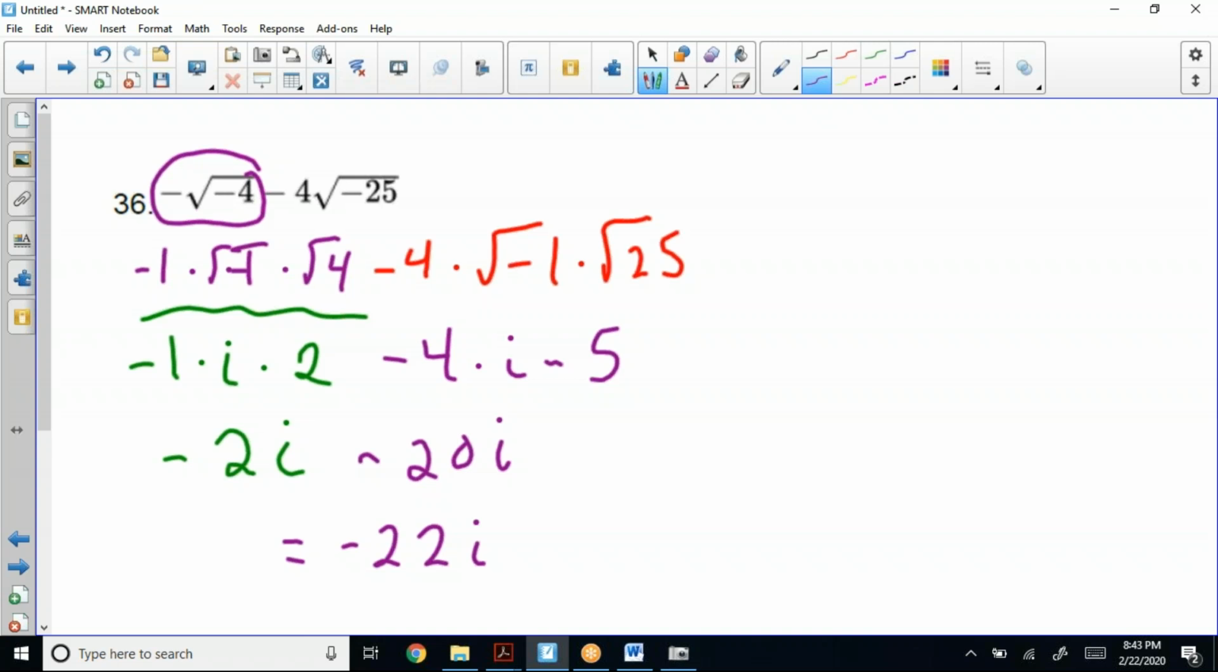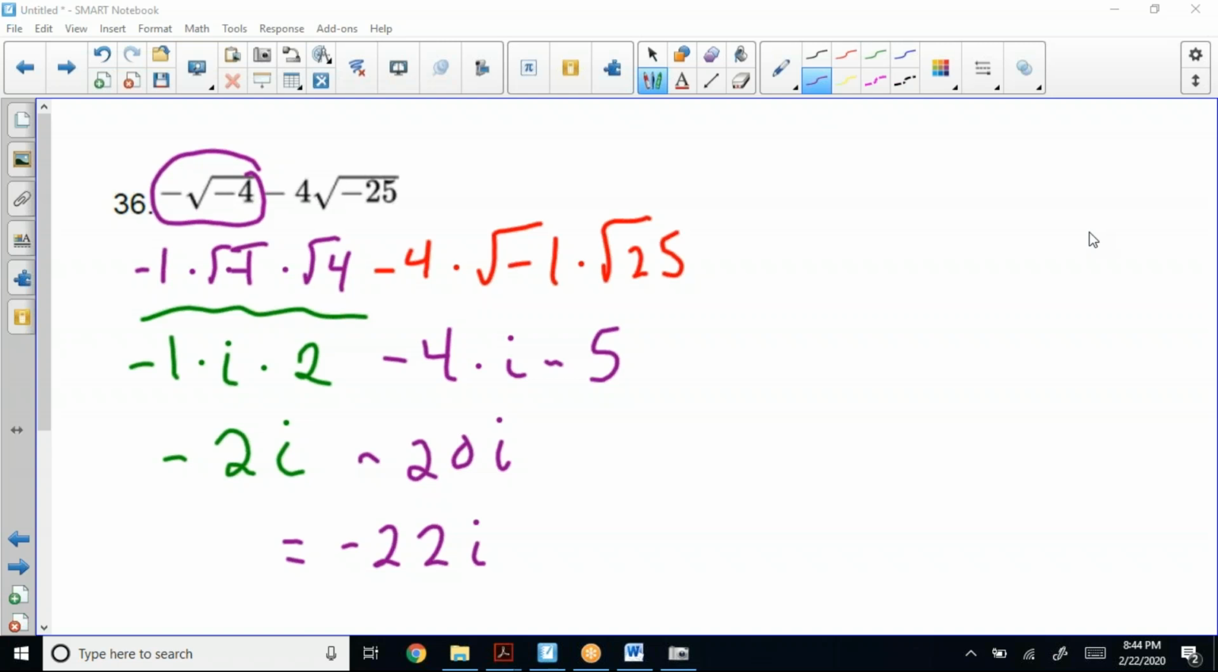Okay, so all right. So that's that one. So Jay, did that help you a little bit on how they got -22i? You got to split it. If they didn't have negatives under there to make it an i, then I would look for common radicals in order to add the coefficients of them.